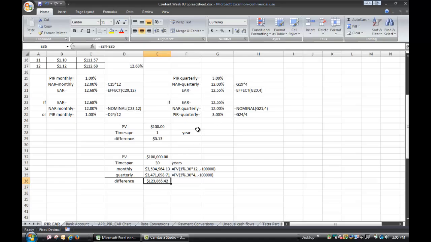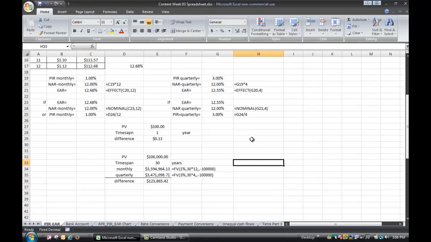So that small difference between monthly compounding and quarterly compounding resulted over 30 years in $123,000. You think of this as a mortgage, which is often much higher than 100,000, and which is typically 30 years. It can make a big difference. Almost all mortgages are monthly, so you typically don't have to worry about this, but you have to make sure of that.